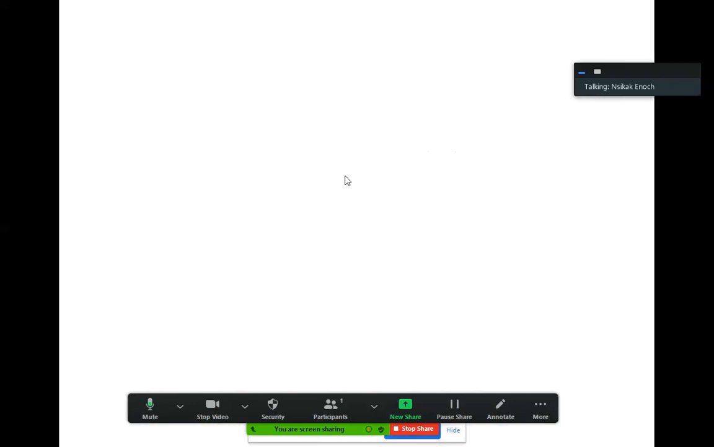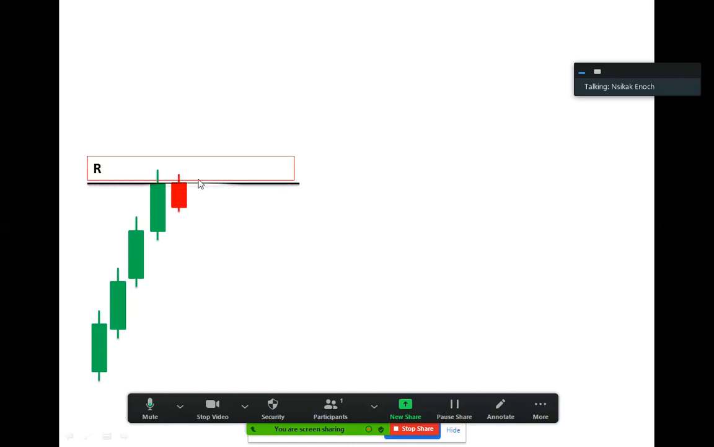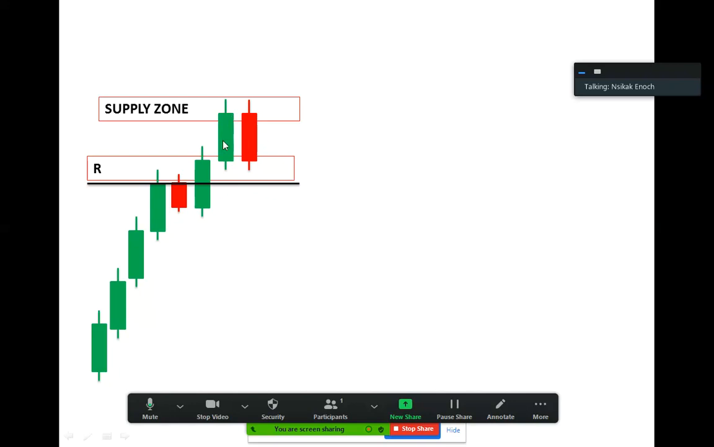Okay, so I gave us a sample: when the price is moving up and then breaks the resistance, reverses at the resistance level, and finally breaks the resistance and again stops exactly at the supply zone. So we should wait for a reversal candlestick to start placing our trade in a downtrend.